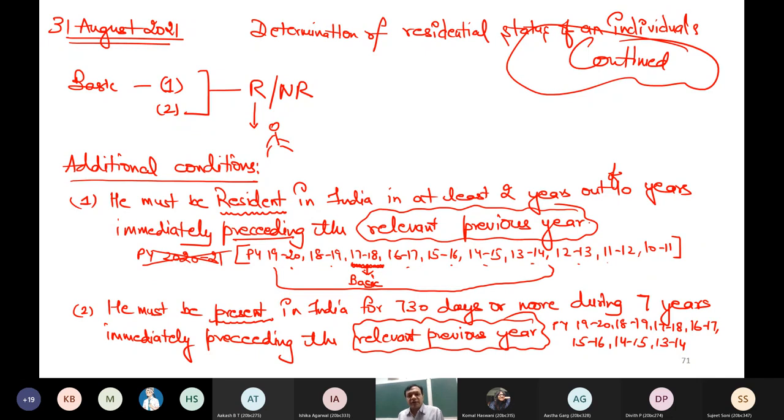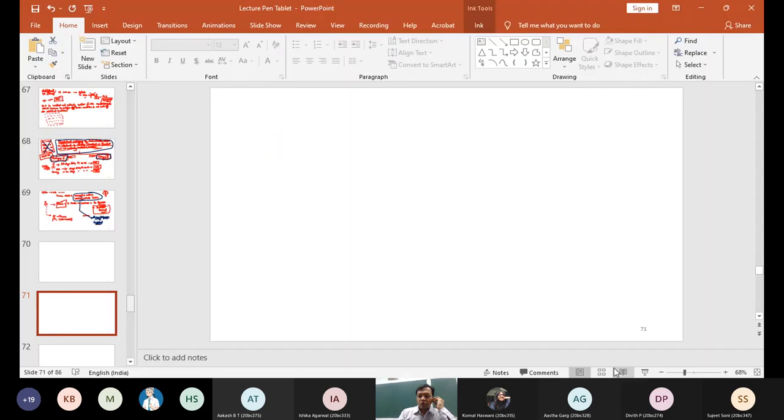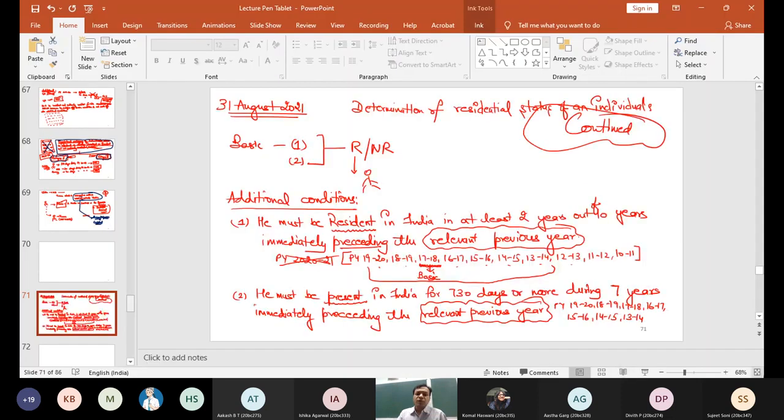So when any individual, not person, I should not use the word person, any individual satisfies both of the additional conditions and any one of the basic, I will say that the person is ROR. If any individual satisfies any one of the basic and only one or none of the additional, I will call that person RNOR. And if any person does not satisfy any of the basic, I will call that person non-resident. With this, the normal provisions of determining residential status of an individual are complete.